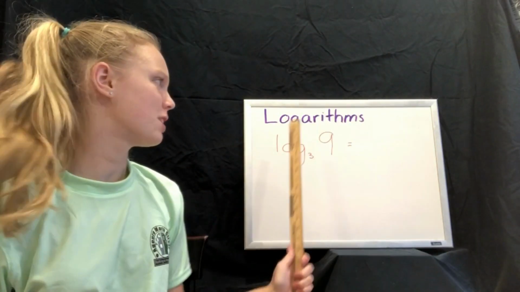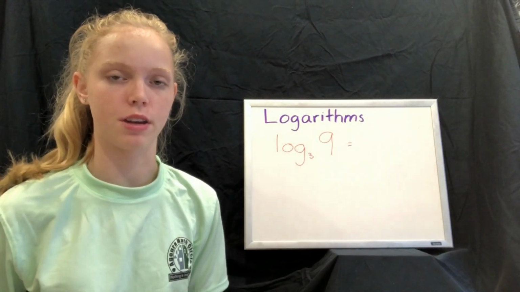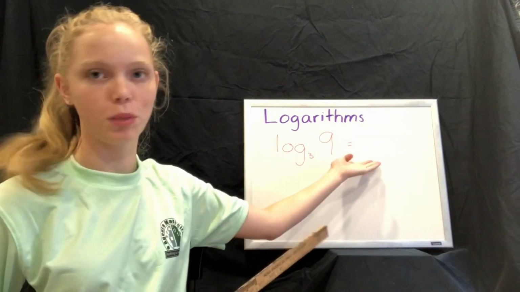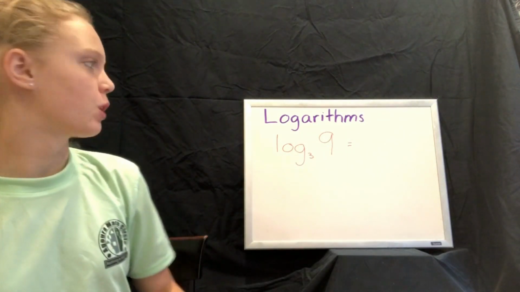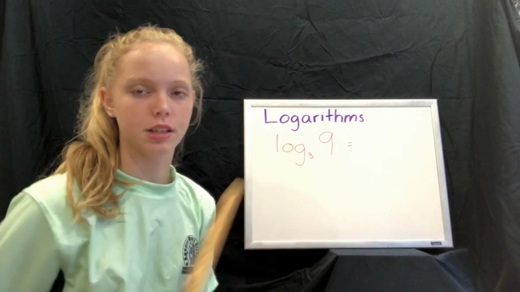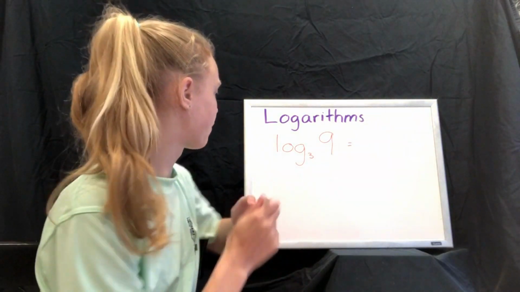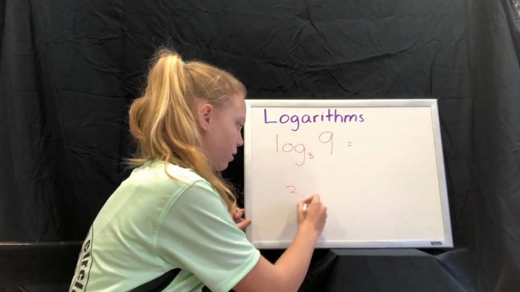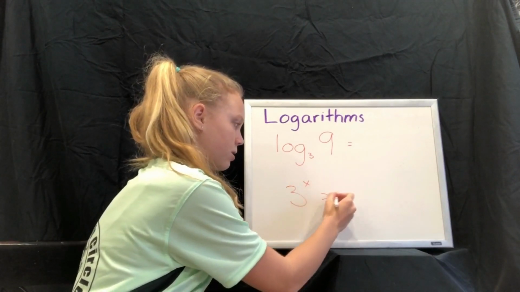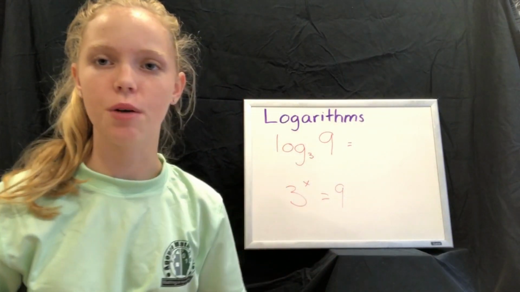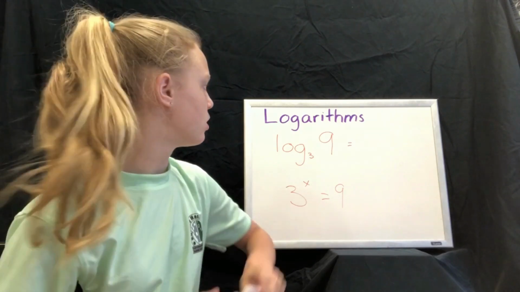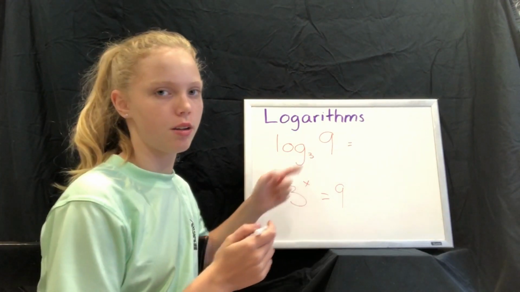On the board, you see the expression log base 3 of 9 equals blank. So, we're going to figure out what log base 3 of 9 is. What this is really asking is 3 to what power equals 9? Well, we already know that 3 squared equals 9. Thus, log base 3 of 9 must equal 2.